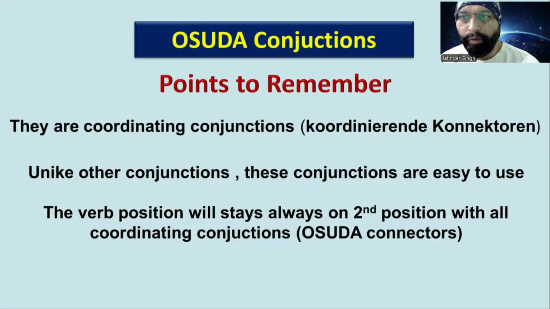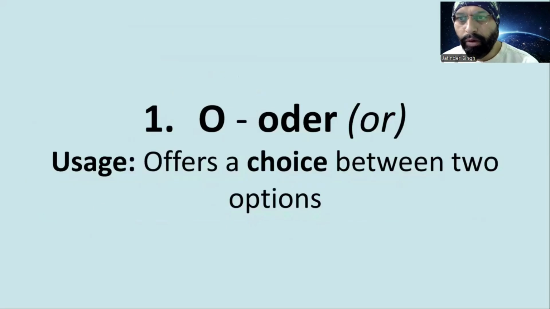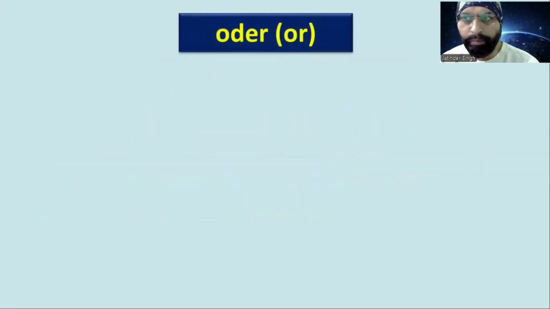Now we start the main session, the connectors one by one. The very first one, oder, it means or. Where do we use it? Usage: it offers a choice between 2 options. When you have 2 different options or more than 2 options and you have to choose one of them, then you use this conjunction oder. We learn with an example.